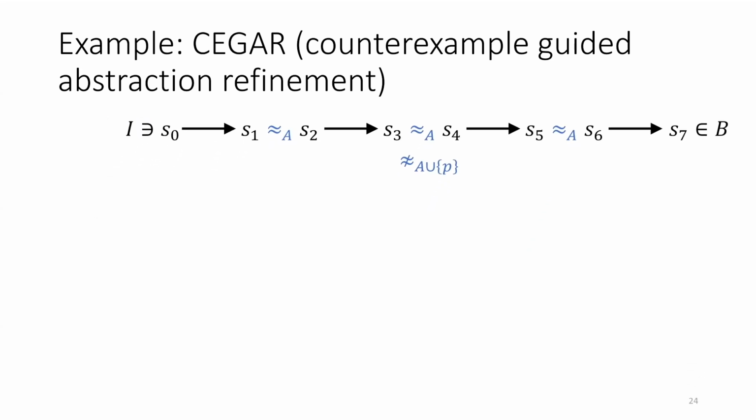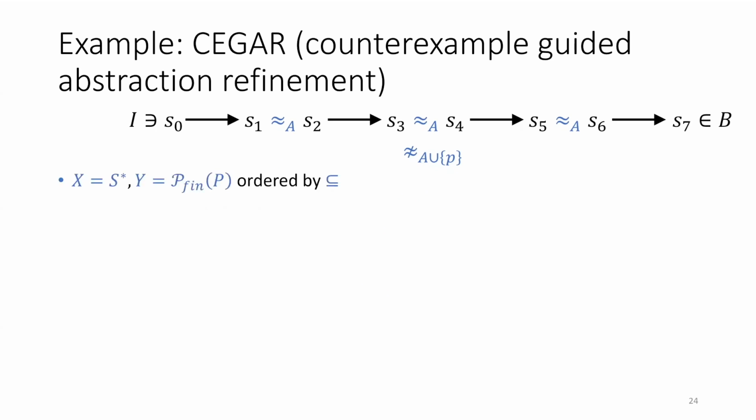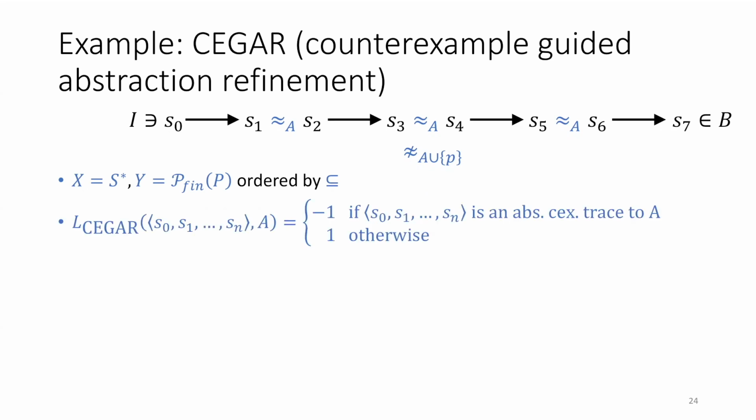So let's write a Lagrangian for this algorithm. We make X be sequences of states that correspond to these sequences in the abstract counterexample, and we let Y be finite sets of predicates ordered by inclusion. And then the Lagrangian is -1 if this sequence is an abstract counterexample trace to this abstraction, if it has this form, and otherwise it's 1.